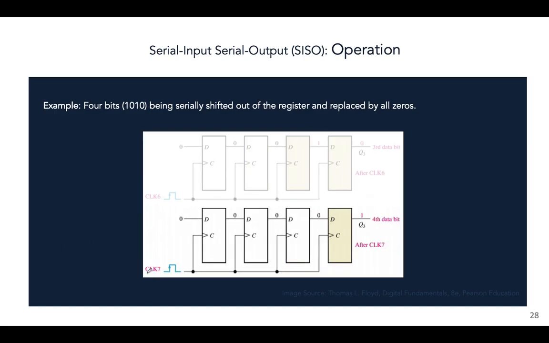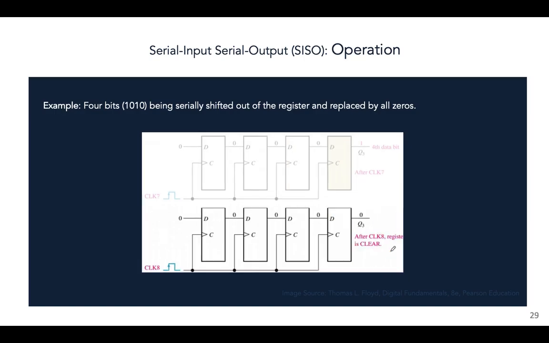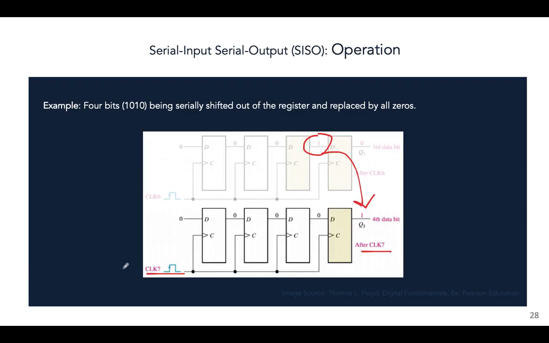And then after clock pulse 7, the final bit, which was this one, comes out, and we get the 4th data bit. This is after clock pulse 7. And then finally, after clock pulse 8, the register is entirely clear. So we can't stop at clock pulse 7, because even though we have gotten our last bit, we did get 1010 out of the register.